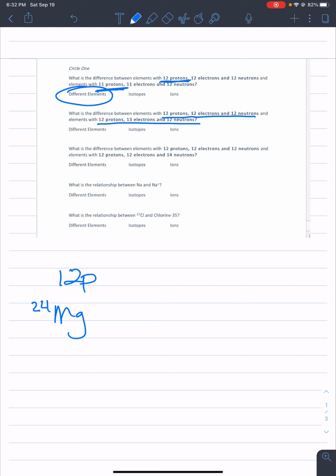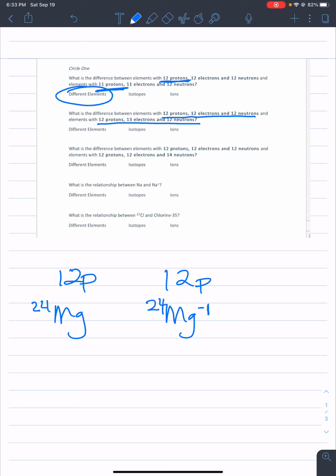And then the second one that has 12 protons is also an Mg, but if you notice, it has 13 electrons. So it's actually going to have a -1 charge on it, right? Because electrons are negative, protons are positive, so it has to have a negative charge. And then it has also 12 neutrons, so 12 neutrons plus your 12 protons equals 24 for your mass.